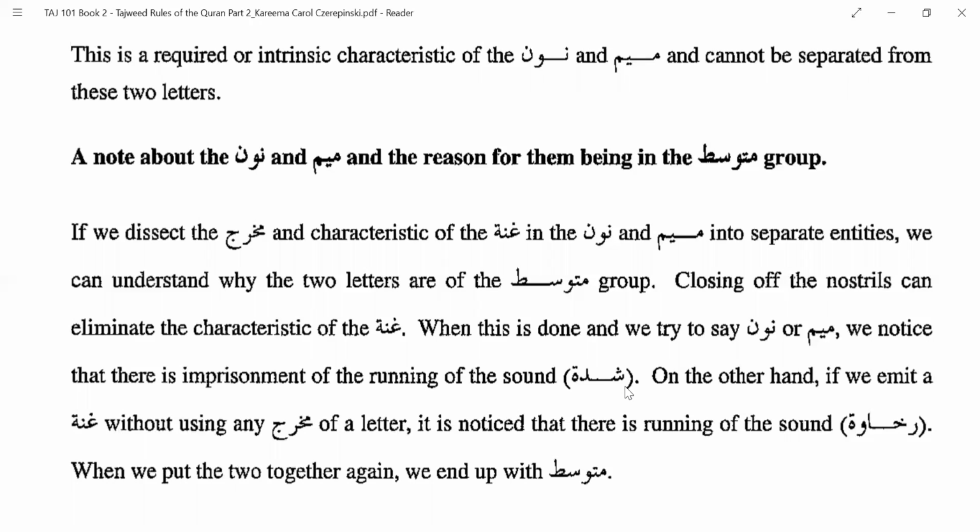You remember what is shidda? Shidda, tawassut, rakhawa. Hams and jahr pertain to the air flowing or being imprisoned, but the next ones, shidda, rakhawa and tawassut, are about the sound. So when you close your nostrils and try to say noon or meme, you can notice that the running of the sound is also imprisoned. That is shidda. On the other hand, if we emit a ghunna without using the makhraj of any letter, you notice you have a running of the sound, rakhawa. So when you put them together, you end up with mutawassit.